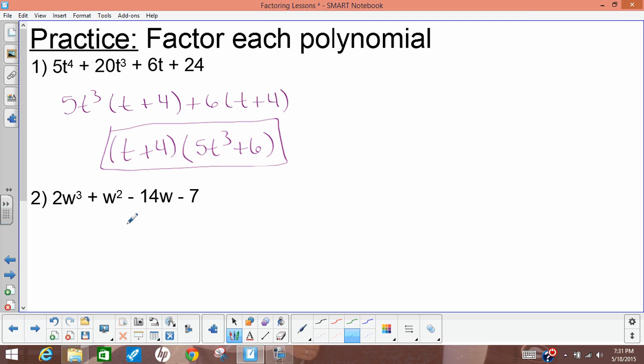Over here, set up nicely again. Now if you encounter a problem where they're not set up nicely, it's okay to move around the terms just so long as the negative goes with the 14w and it also goes with the 7. But these are nicely set up. So in 2w cubed plus w squared, the greatest common factor is w squared. When I take that out, I get a 2w plus 1.